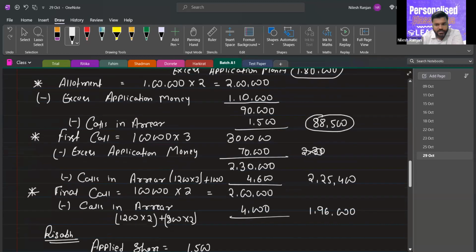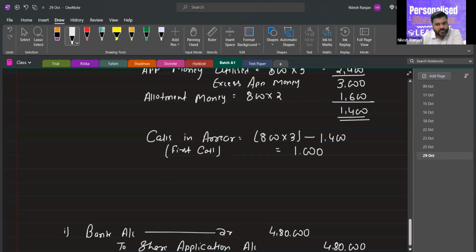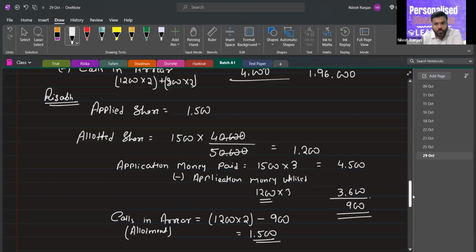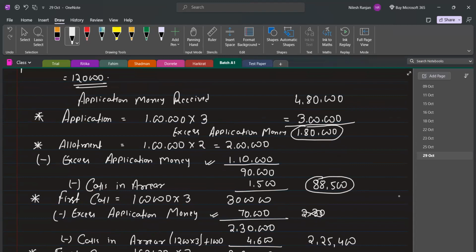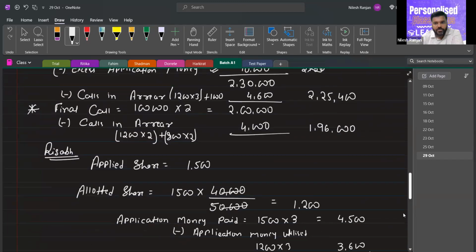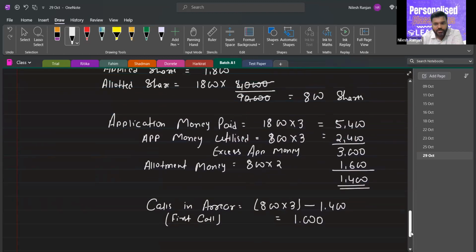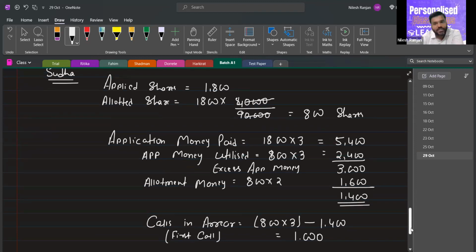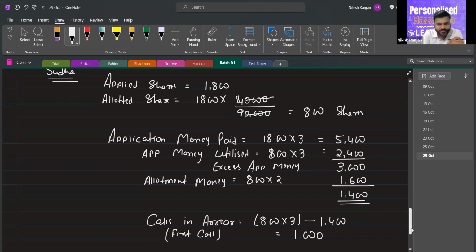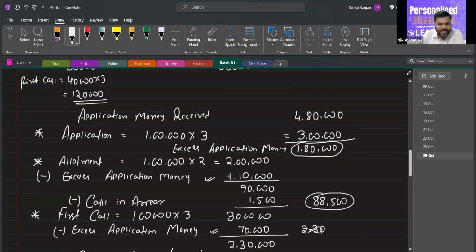Is there any other doubt? Now you can match the answer with this. Total excess application money was 1,80,000. We have utilized 110 here and 70 here. So total 180. So this is how we can check. Okay, now the journal entry part. So you have seen the calculation. You understood the part or not? Fahim? Yes, sir. Actually, the calculation is a bit lengthy.